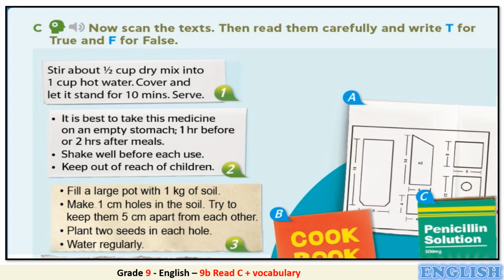3. Fill a large pot with 1 kilogram of soil. Make 1 centimeter holes in the soil. Try to keep them 5 centimeters apart from each other. Plant 2 seeds in each hole. Water regularly.